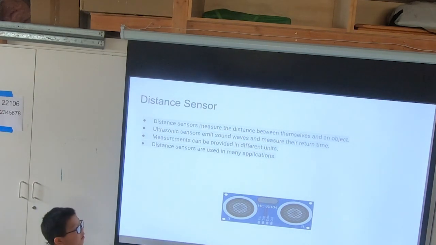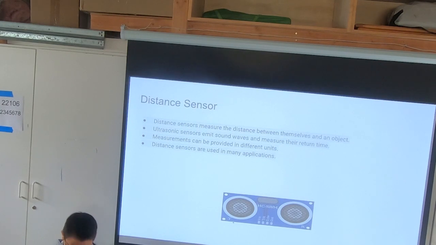For the project, we used distance sensors. Distance sensors measure the distance between themselves and another object. They also use ultrasonic sensors to emit sound waves and measure their return time after hitting something and coming back. Measurements can be provided in different units, and distance sensors are used in many applications.